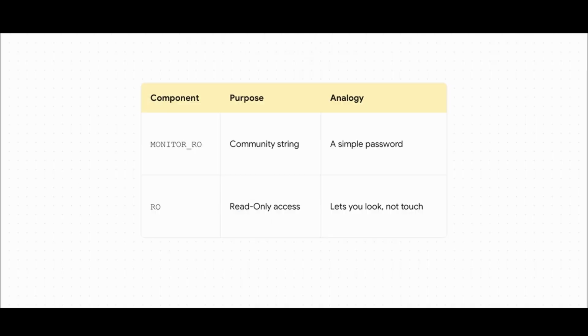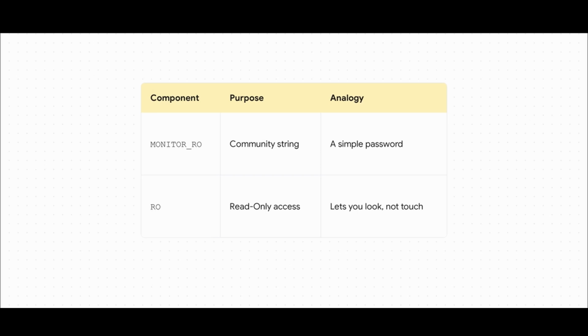So what are we actually telling the device to do here? Let's break it down. That first part, monitor raw, that's what's called a community string. The best way to think about it is like a simple password. Any management station that knows this password can talk to the device. And that RO at the end, that stands for read only. And this is absolutely crucial. It means the server can ask for information, but it can't change anything. It can look, but it can't touch.